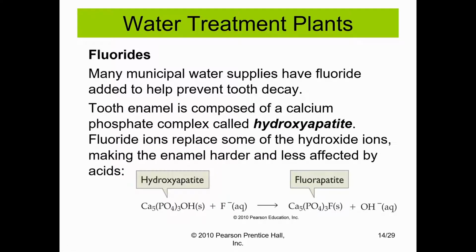In many areas, fluoride is added to the water to help prevent tooth decay. This is a similar concept to adding iodine to the salt available at the grocery store. The tooth enamel is composed of a calcium phosphate complex called hydroxyapatite. We can see the structure of this molecule in the chemical equation below. When fluorine reacts with the hydroxyapatite, it creates fluoroapatite. This is going to be a stronger ion and make the enamel harder and less affected by acids.